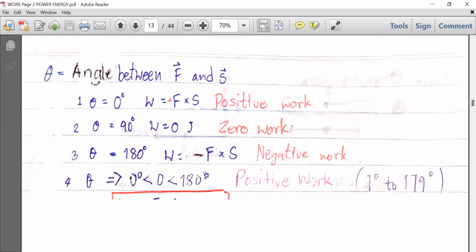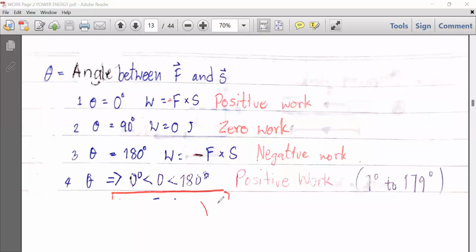And case 4, if theta is greater than 0 but less than 180, there's positive work done. And the formula is W is equal to Fs cosine of theta. Here F times S, here negative Fs, 0. And here case 4, let's write the formula for case 4.